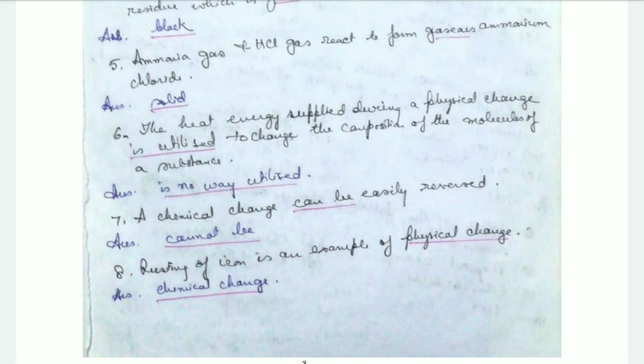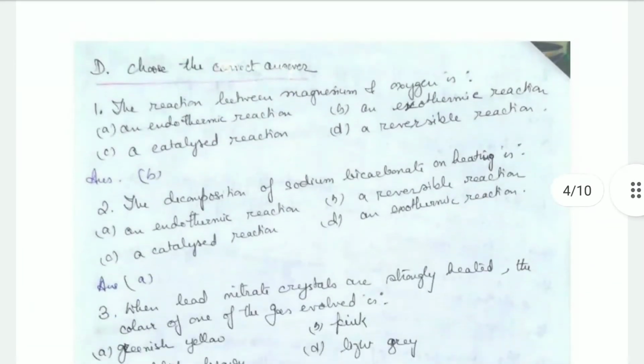Okay, then a chemical change can be easily reversed. It cannot be reversed. Then rusting of iron is an example of a physical change. No, it's a chemical change, because an altogether new substance is formed during rusting. Okay. Now choose the correct answer.